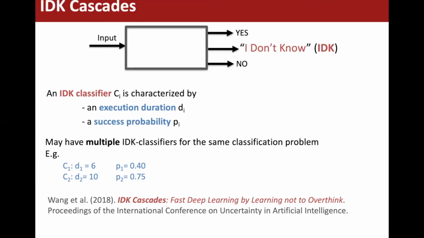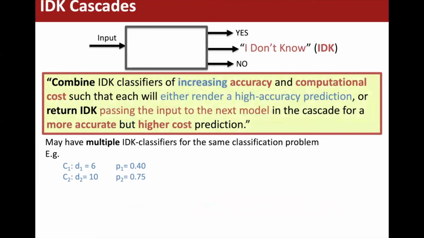An IDK cascade would be constructed by executing C1 on some input, and only if this classifier returns an IDK would we call the classifier C2. To quote from the paper by Wang and his colleagues, the idea is to combine IDK classifiers of increasing accuracy and computational cost. In our case, computational cost corresponds to execution duration, such that each will either render a high accuracy prediction, a yes or a no, with a high level of confidence, or would respond with an IDK, in which case we would pass the input on to the next classifier in the cascade, which is more likely to give us a correct prediction, it is more accurate, but the execution duration is greater.